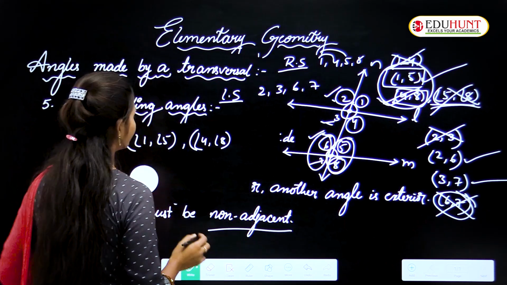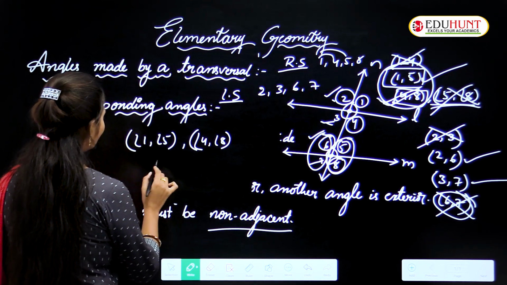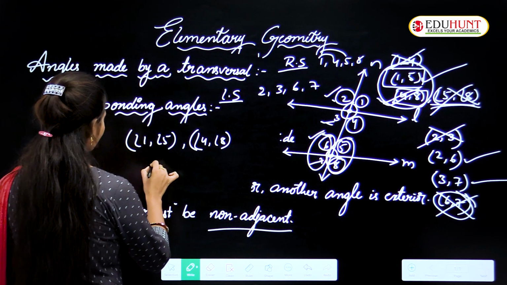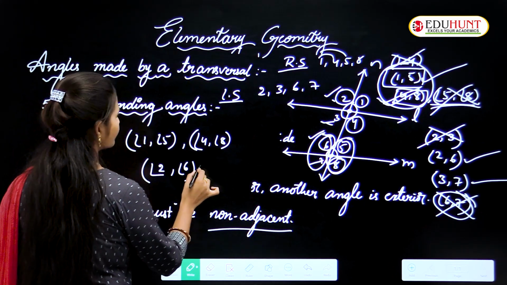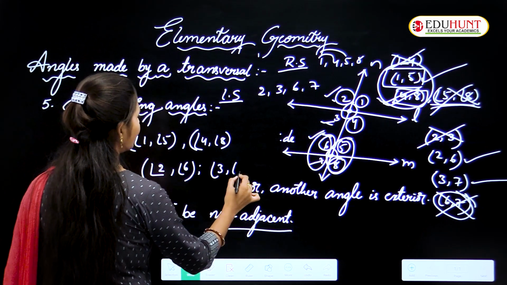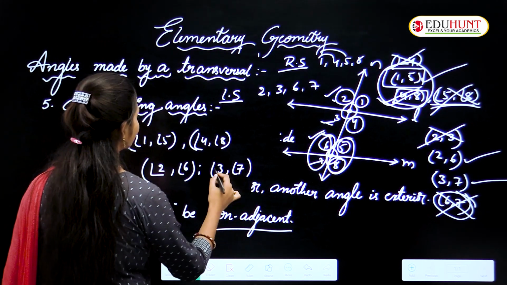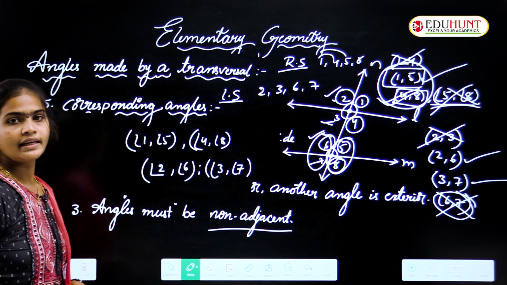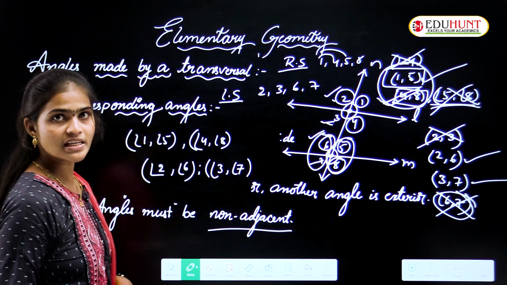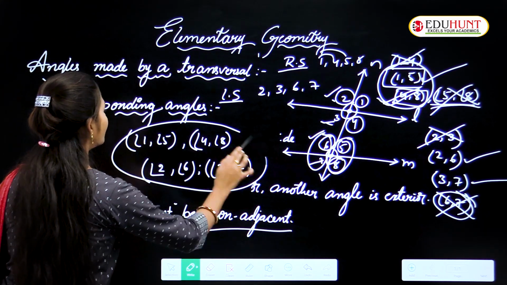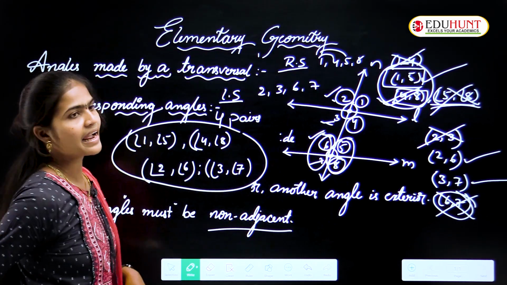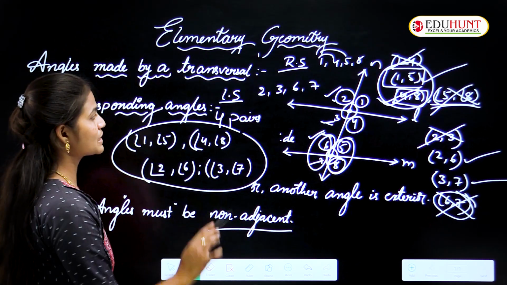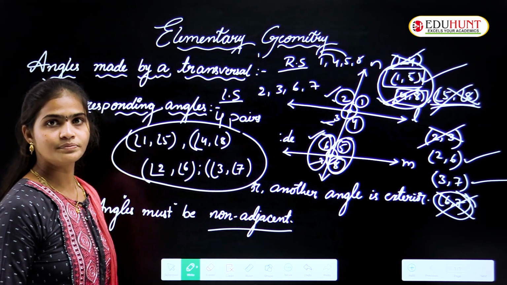Next, angle 2, angle 6. Next one, angle 3, angle 7. Okay, in total how many pairs of corresponding angles do we have? In total we have 4 pairs of corresponding angles formed by a transversal. Is it clear? Yes.